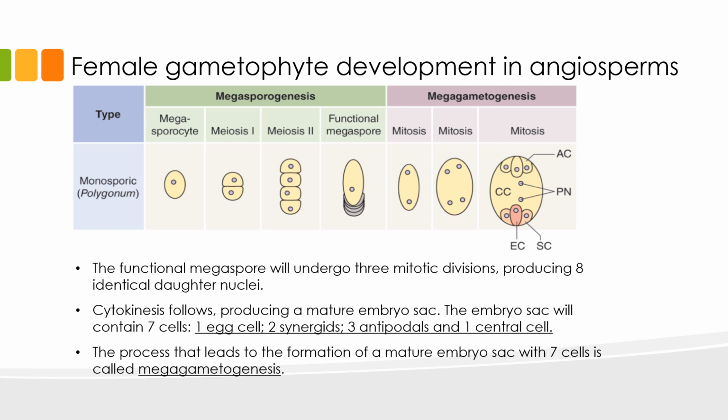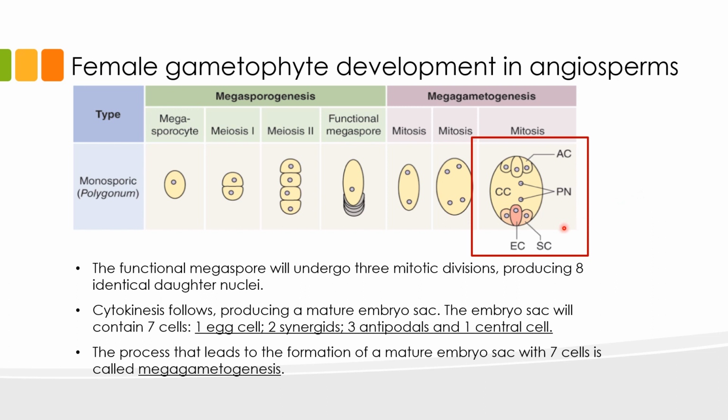What happens to the megaspore upon completion of megasporogenesis? The functional megaspore will then undergo 3 mitotic divisions, 1, 2, and 3. Through this process, 8 identical daughter nuclei will be produced. This will then be followed by cytokinesis, producing a mature embryo sac containing 7 cells.